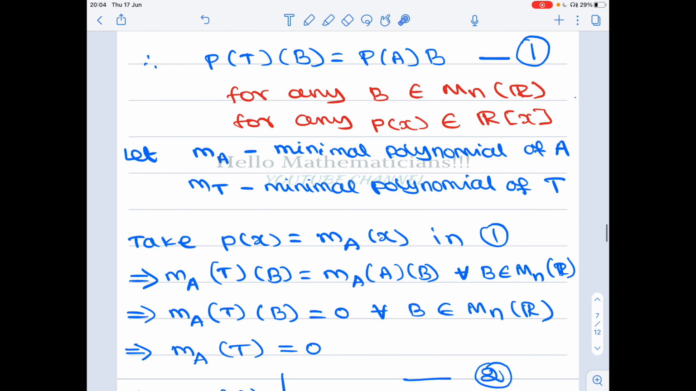So what is the property of minimal polynomial? You consider a matrix A and you consider its minimal polynomial. Suppose A satisfies some polynomial P(x). Then the minimal polynomial divides P(x). So basically, the minimal polynomial divides all the polynomials satisfied by A.